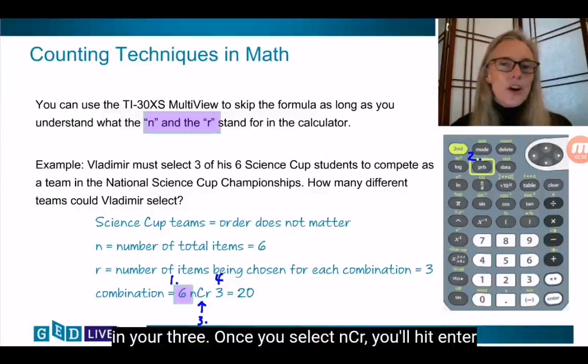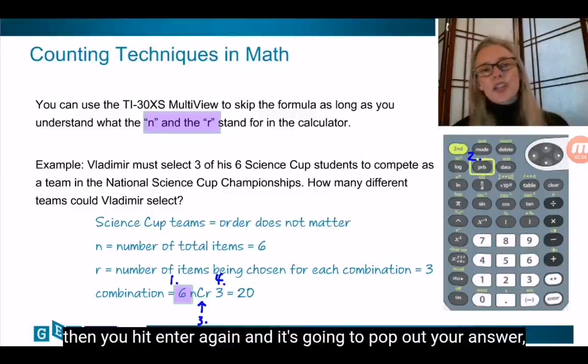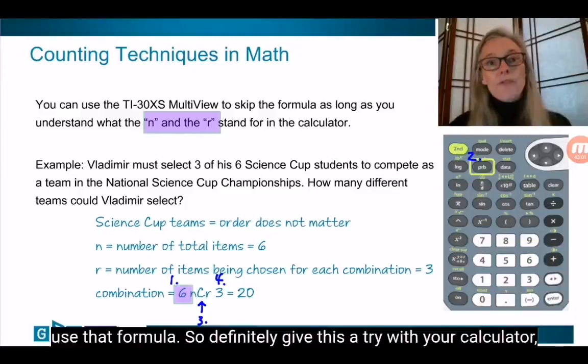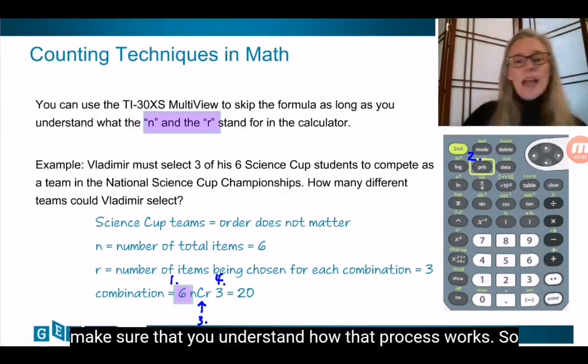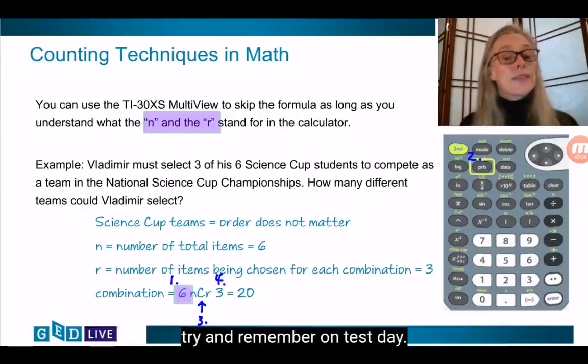Once you select NCR, you'll hit enter to actually select it. Then you plug in your number 3, then you hit enter again, and it's going to pop out your answer, which is 20. And you never have to actually use that formula. So definitely give this a try with your calculator. Make sure that you understand how that process works so that it's something that you don't have to think about or try and remember on test day.